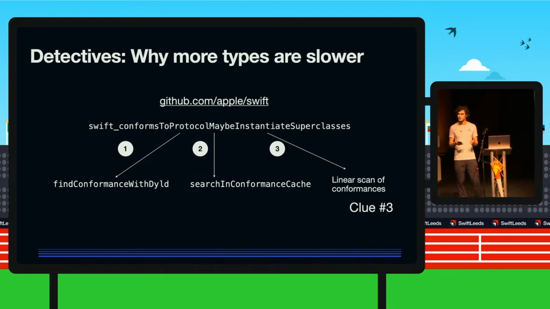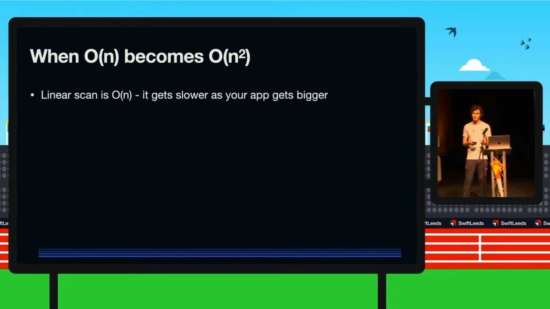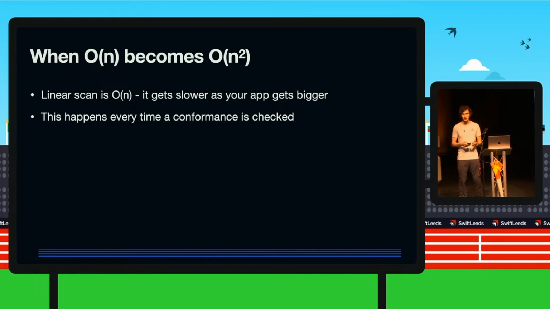And it basically means that it's going to be an O of n operation. So as your app gets bigger, this is getting slower. If your app gets twice as big because you have twice as many conformances, it'll get twice as slow. But I'm actually claiming that this isn't just O of n. What's really happening here is something that's O of n squared, which is much, much worse. And the reason is that it happens every time a conformance is checked. So it's not just one time you're going to scan everything in the binary where you're conforming to a protocol. It's every time you use the as keyword.